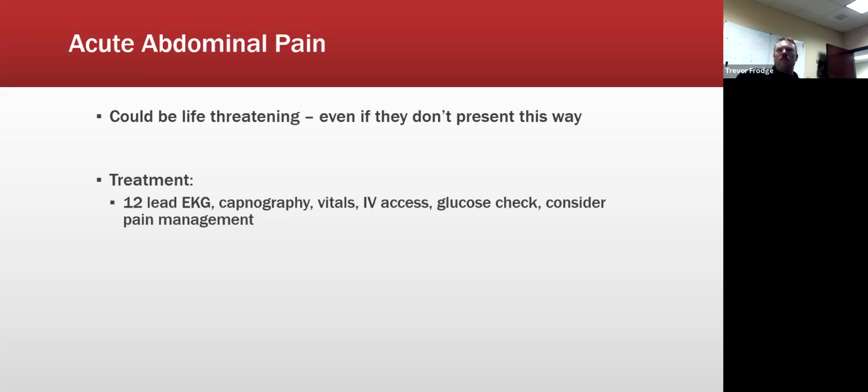Some treatment for acute abdominal pain is a 12-lead EKG, capnography, vitals, IV, glucose check, and then consider pain management. And you might be sitting here thinking, well, no, acute abdominal pain, that's a BLS run. Turf it, let the basics take it, and what am I going to do? Well, that's the issue, is that oftentimes we tend to under-treat or under-triage these patients. And realistically, a lot of our abdominal pain patients are, in fact, ALS. And so, being ALS, we should consider ALS treatments: get a 12-lead, get capno on them, IVs, glucose, and then consider pain management.